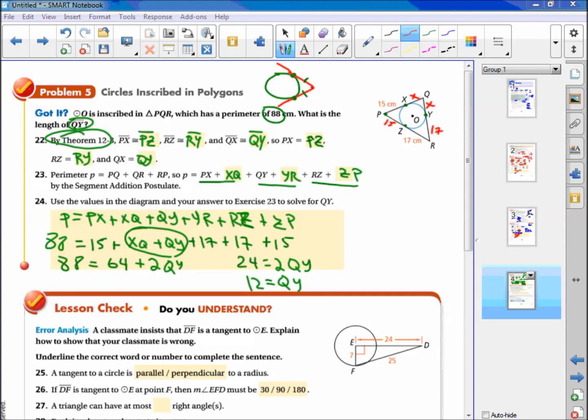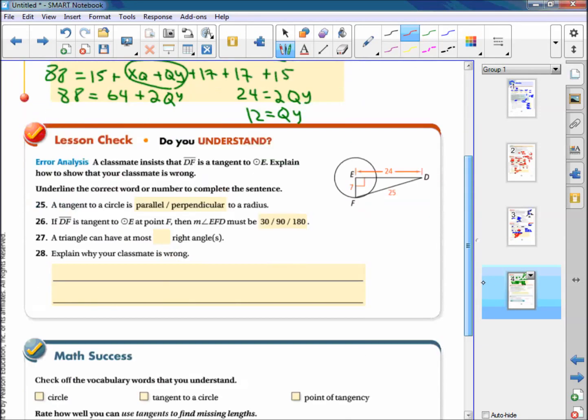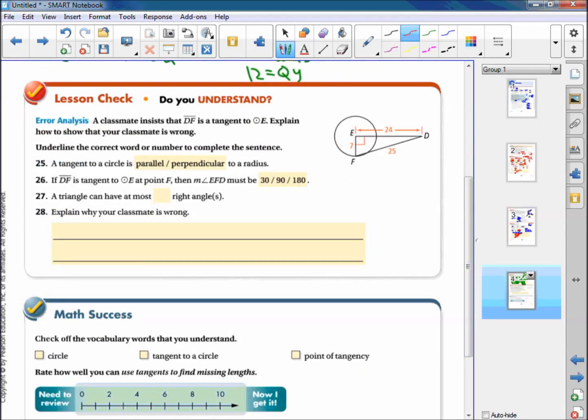All right, so our lesson check down below. A classmate insists that DF is tangent to E. Explain how to show your classmate is wrong. So as always, pause the video here, try these problems yourself, and then come back and check it over.